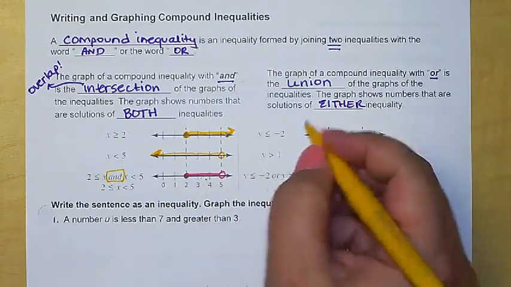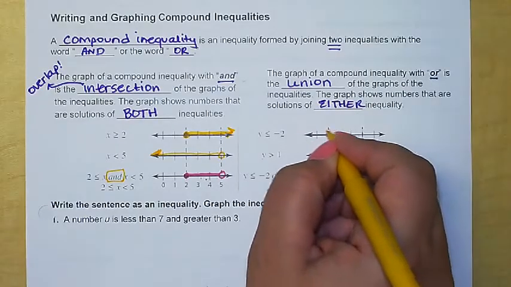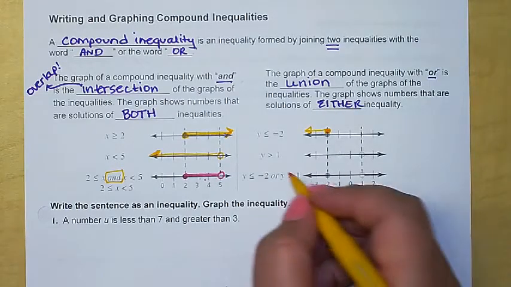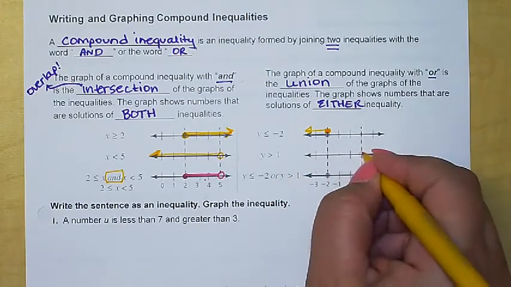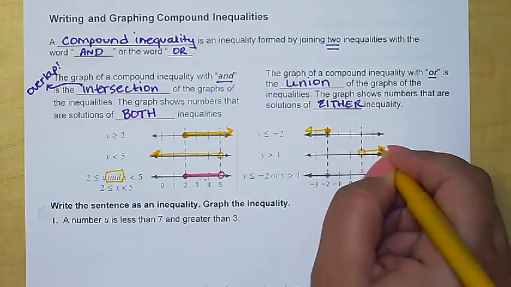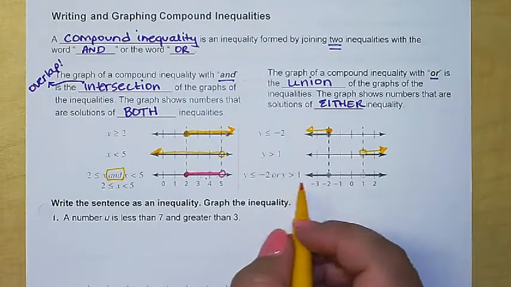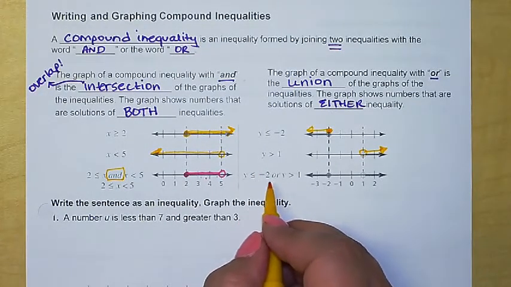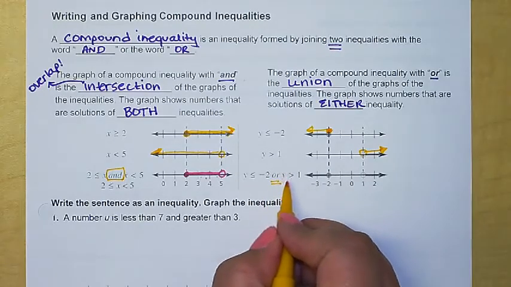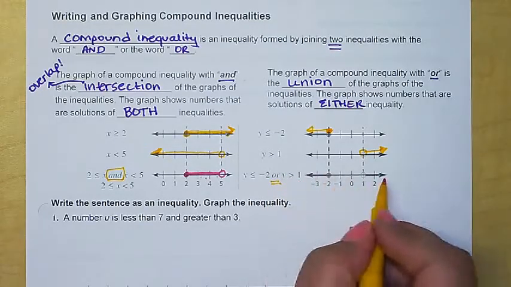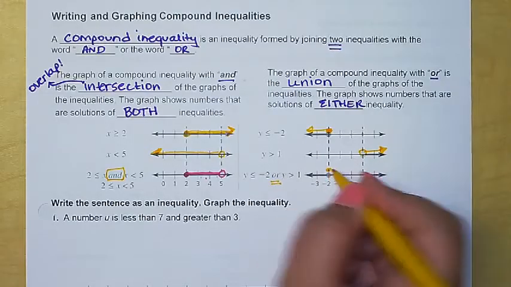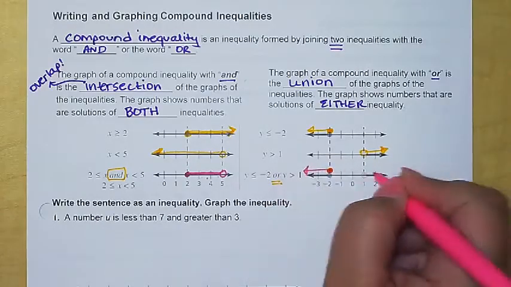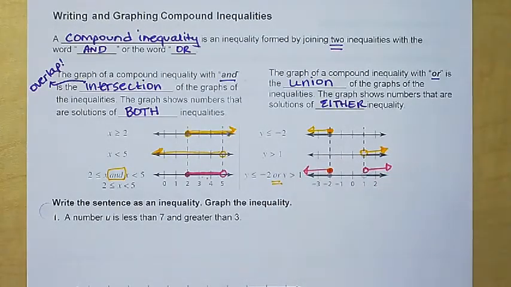If I wanted all the y's that were less than or equal to -2 here, I would put a filled in circle here for -2. I would shade to the left. If I wanted all the y's that were greater than -1, I would leave my open circle there and shade to the right. But if I want the compound inequality that shows me all of the solutions that are either y less than or equal to -2 or y greater than -1, then it's basically the two, anything that makes either one true. So as long as it makes either this one true or this one true, it's a solution.